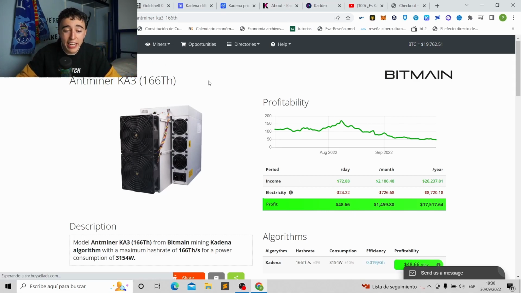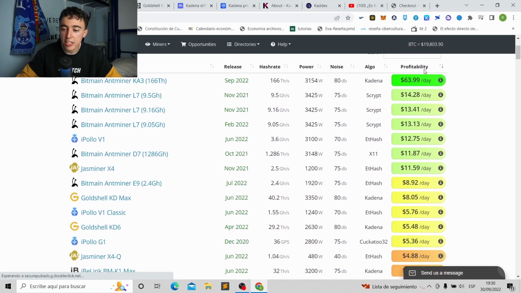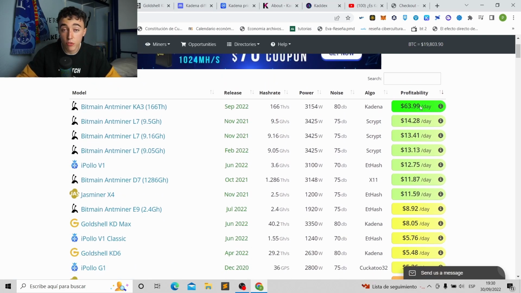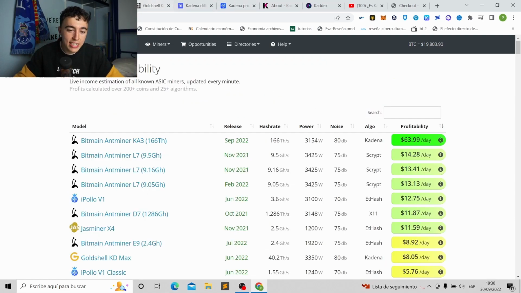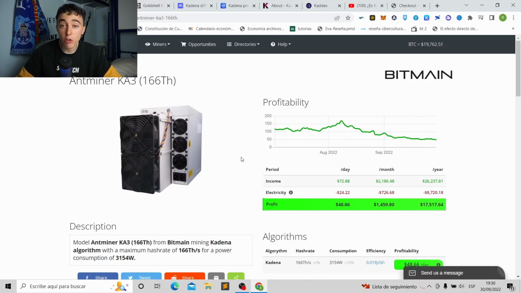Compared with any other ASIC, it's just miles away. If you go to the main page of ASIC Miner Value, you can see that it's generating $63 after electricity if you're paying 12 cents, which is a typical electricity rate for homes. But the next one that's making the most is making $14. It's not even close, okay? It's such a growth in profitability and efficiency that I think it's a great ASIC, to be honest.